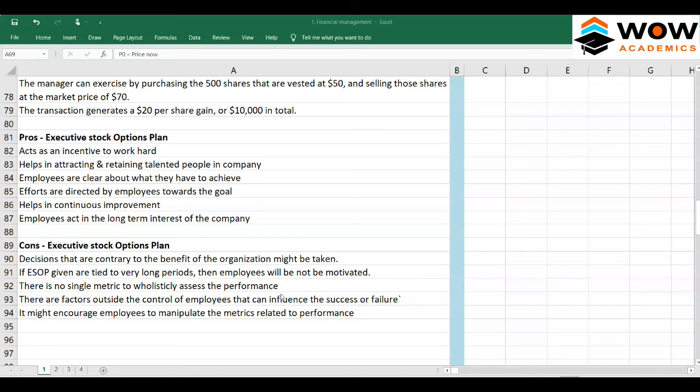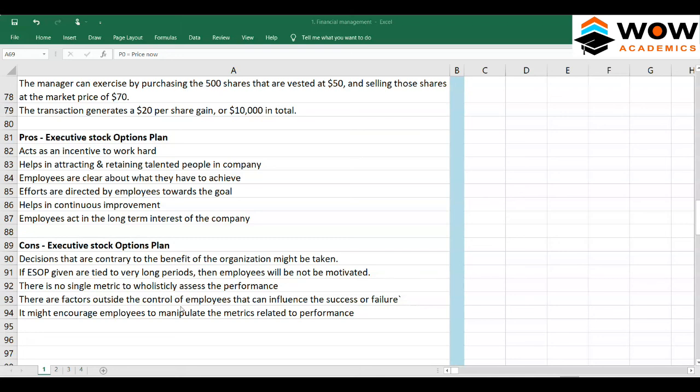There is also no single metric to holistically assess performance. We assume that share price is a better metric, but share price is not such a great metric, because there are so many factors outside the control of an employee which will move the share price. For example, the economy might do really well, or the industry might do really well, or due to some external happening the share price can get boosted. So whether the share price goes up or down, only a part of it can be affected by employees or the CEO.